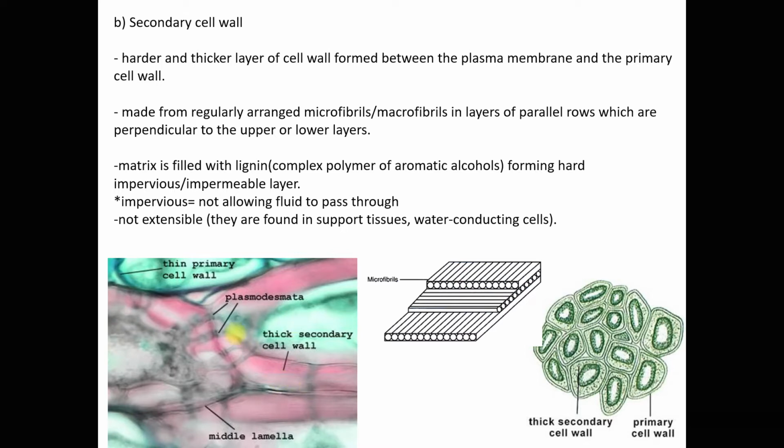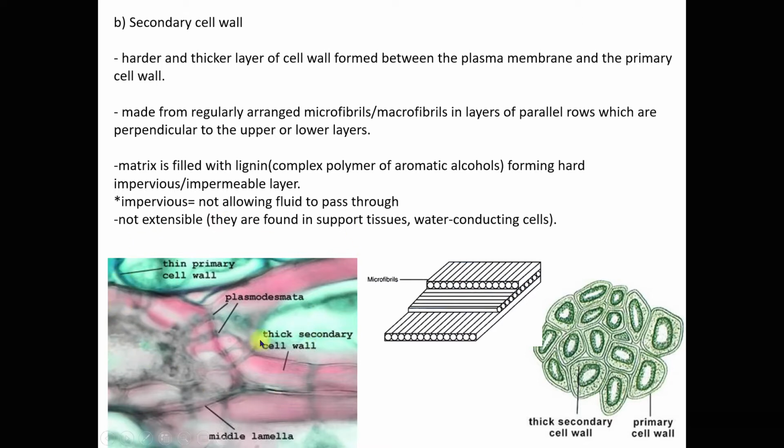And this secondary cell wall is not extensible, right? If you compare with the primary cell wall, it is apparently extensible. So the secondary cell wall is not extensible. Mostly the secondary cell wall can be found in supporting tissues as well as water conducting cells.